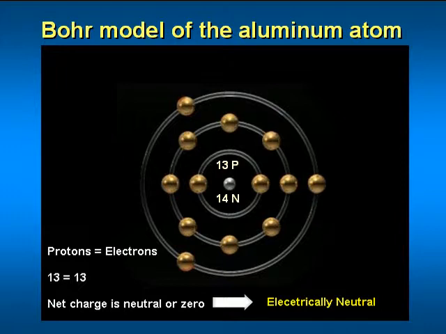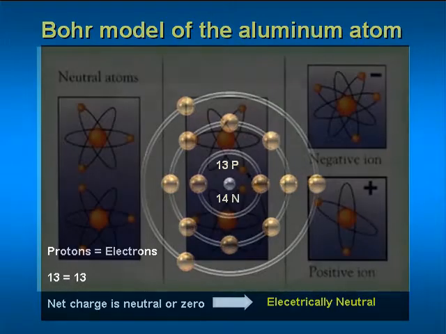As stated in a previous slide, most of the mass of an atom is in its nucleus. For example, the hydrogen atom has 99.5% of its mass in the nucleus. This atom has an equal number of electrons and protons and is said to be electrically neutral.